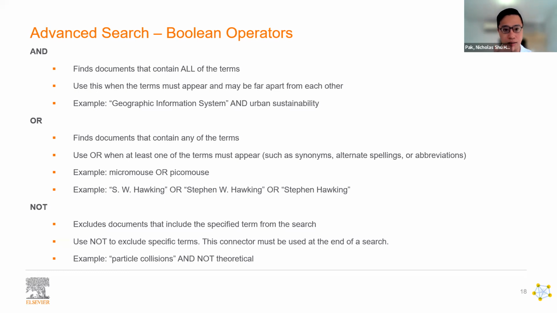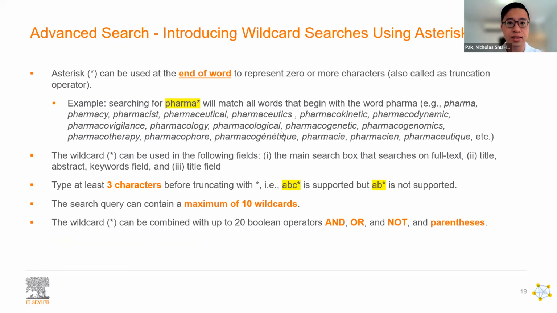NOT excludes documents that include the specific term from the search. Use NOT to exclude specific terms. And this connector must be used at the end of a search. So if you look for particle collisions NOT theoretical.